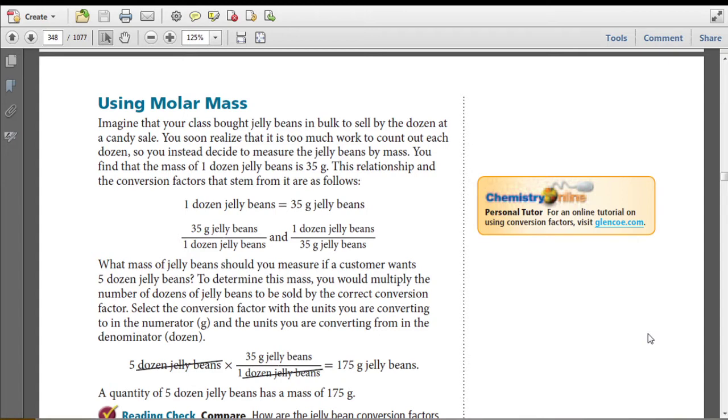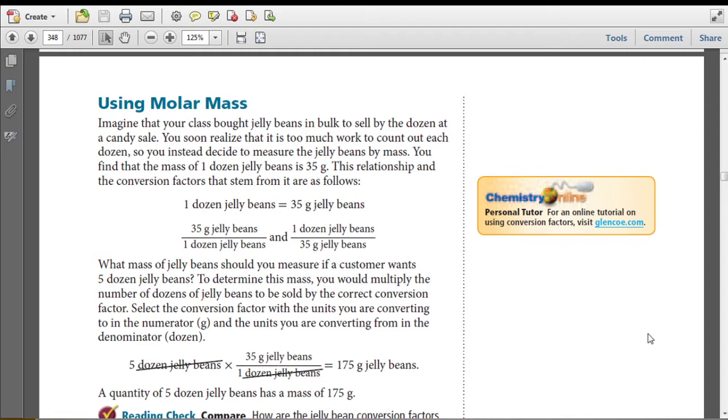1 dozen jelly beans is equal to 35 grams, and the two conversion factors you can get are 35 grams of jelly beans over a dozen, or a dozen over 35 grams of jelly beans. What mass of jelly beans should you measure if a customer wants 5 dozen?